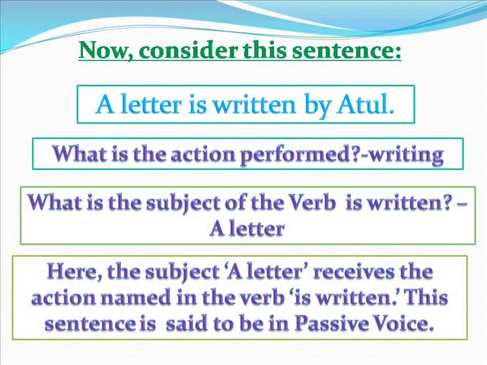Now consider this sentence. A letter is written by Atul. What is the action performed? Writing. What is the subject of the verb is written? A letter. Here the subject, a letter, receives the action named in the verb is written. This sentence is said to be in passive voice.